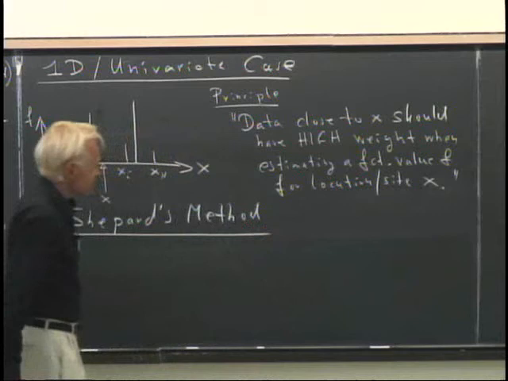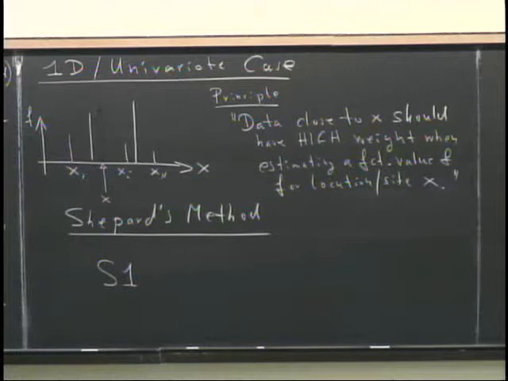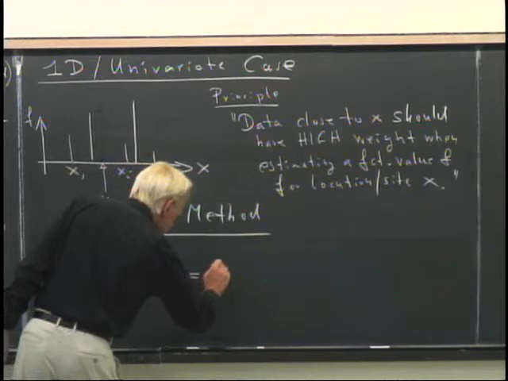And there will be a variety of them. And I call the first one S1. So if there is a Shepard method S1, there will be an S2, and S3, and S4, and so forth. S1 of X will do the following.